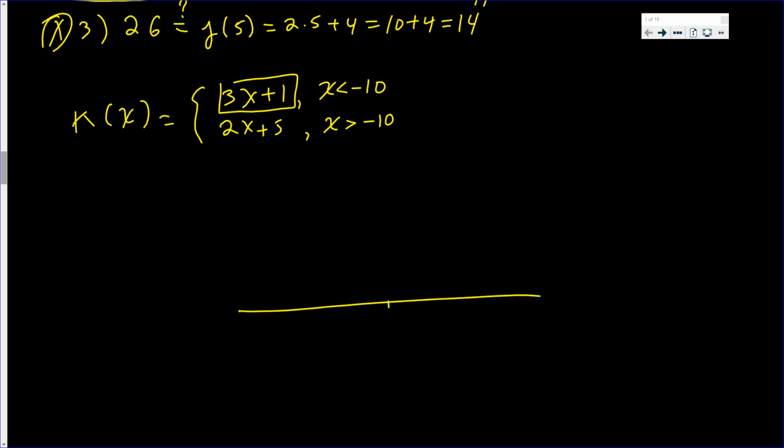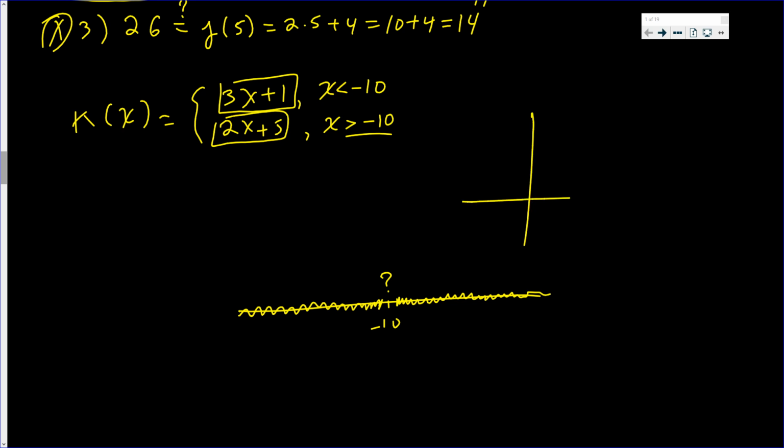Here's a number line. I know it's continuous for all the numbers less than negative 10. And this is a polynomial, and it's continuous when x is bigger than negative 10. The only question is what about at negative 10? Now, as of right now, I'll change it in a moment, it is not even defined at negative 10. Maybe the left limit comes here, and the right limit comes there.